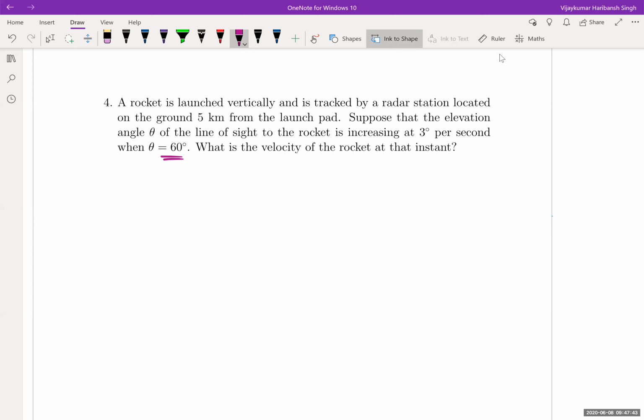We have a rocket launched vertically and tracked by a radar station located on the ground from the launch pad. So the launch pad is somewhere here. So this is your launch pad. And the rocket is already launched. The rocket is somewhere here. Now, what is said? The radar station is located 5 kilometers away from the launch pad, so this distance between the launch pad and the radar station is 5 kilometers, and it's fixed, it's not changing.